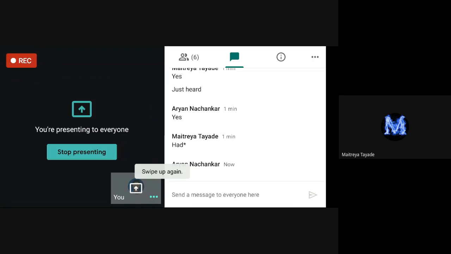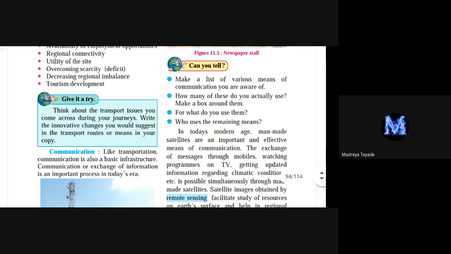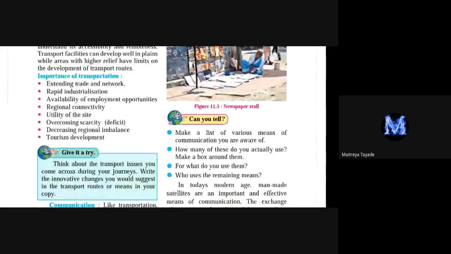Okay, all right. Let's see the importance of transportation. The first importance is extending trade and network. All of you know that if you want to transport some goods or some passengers from one place to another, transportation is very important. It extends trade, because whatever products we have developed, we can easily take them to a market far away from us, and we can get a proper price. So trade gets extended and developed. The network is also developed.